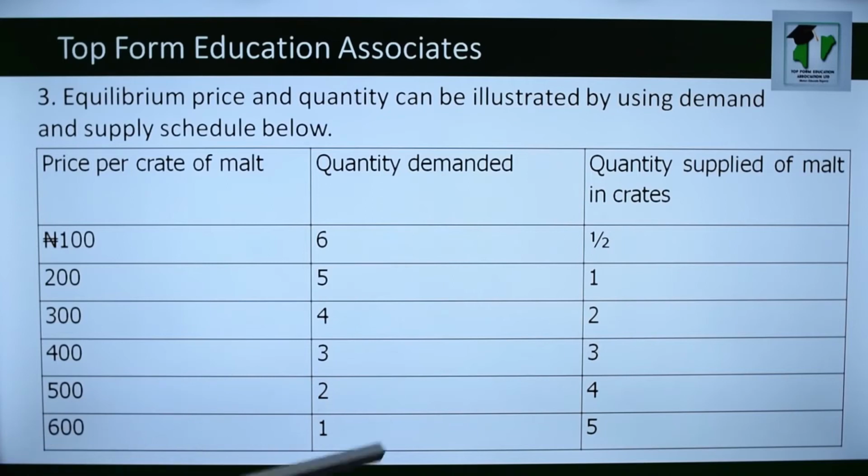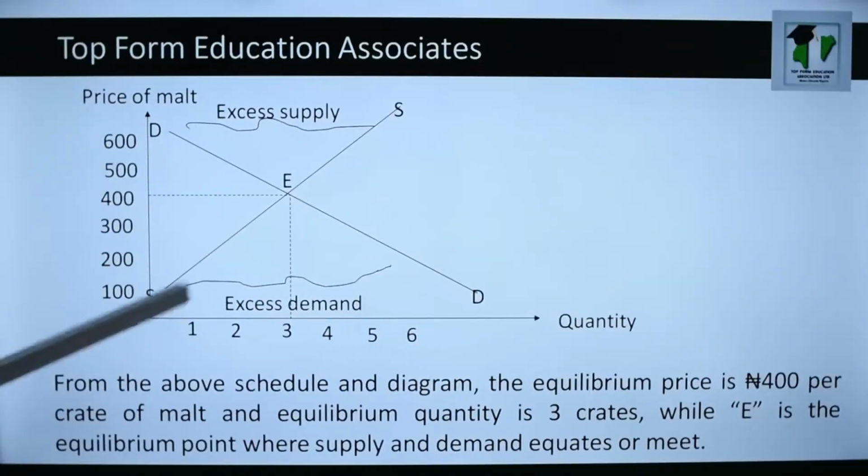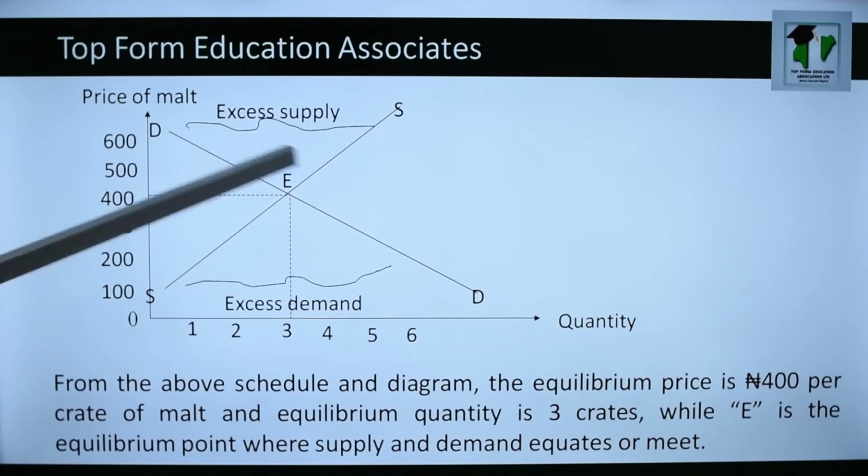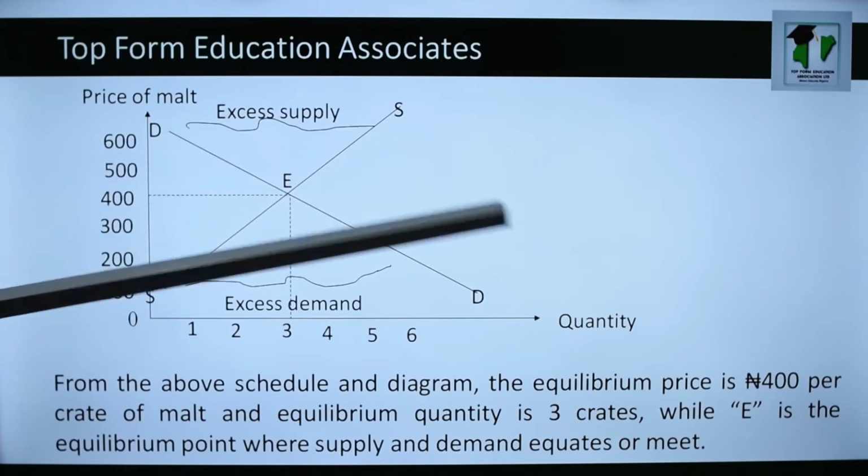This is the law of demand. All of them are obeying the law of demand, which says that the higher the price, the lower the quantity demanded, and the higher the price, the higher the quantity supplied. So, from the above table, we drew this.